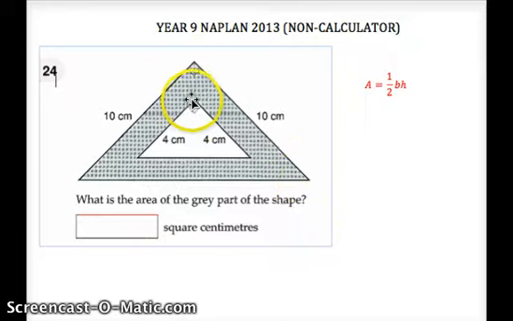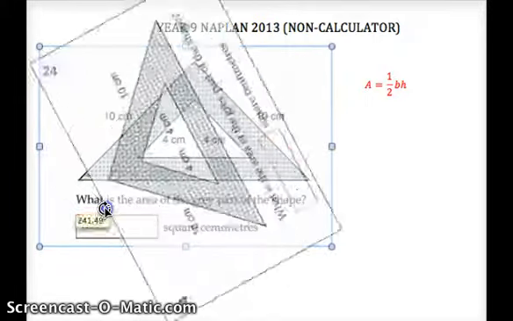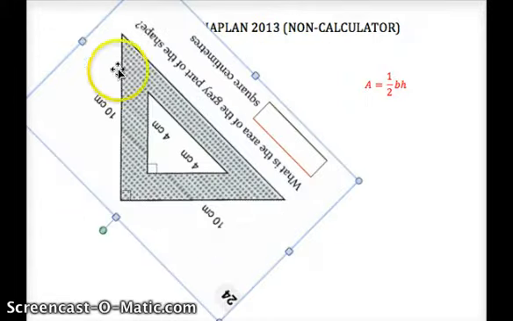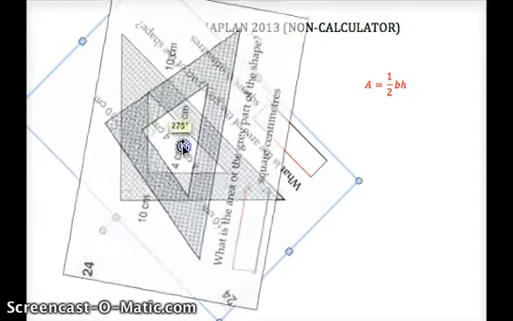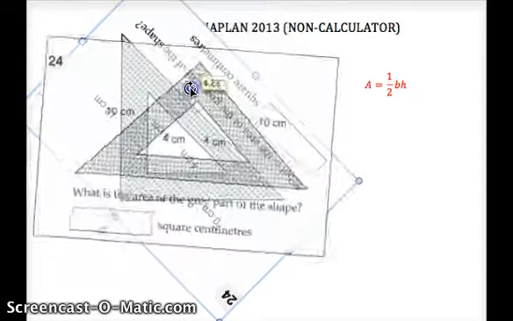Same with the small triangle. The base is 4 and the perpendicular height is also 4. Look, I can turn this triangle around and you can see that. So the big triangle, the base here is 10, perpendicular height is 10, and with the smaller triangle, the base is 4 and the perpendicular height is also 4. Now I'll just turn it back around.